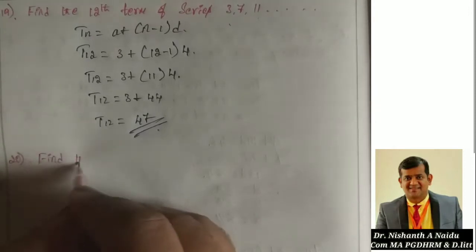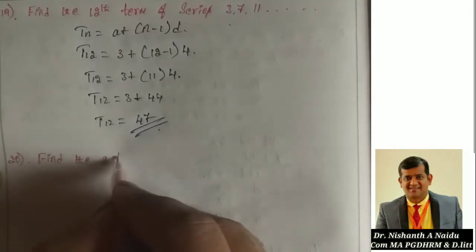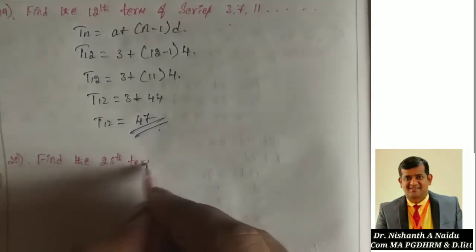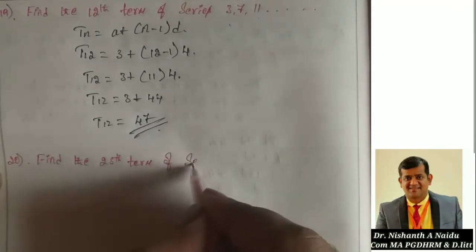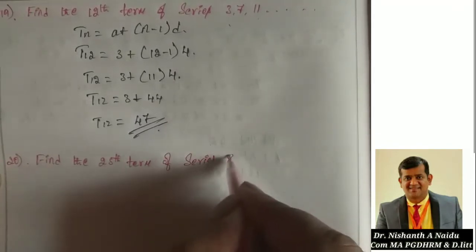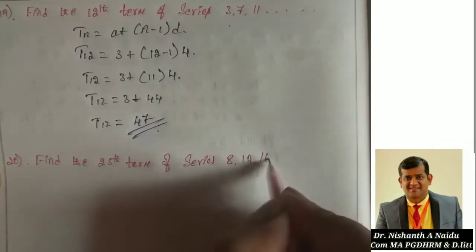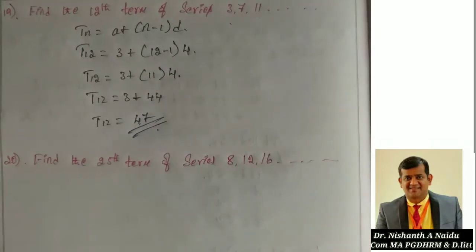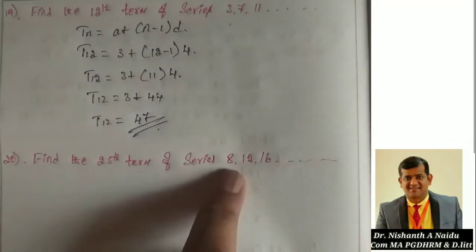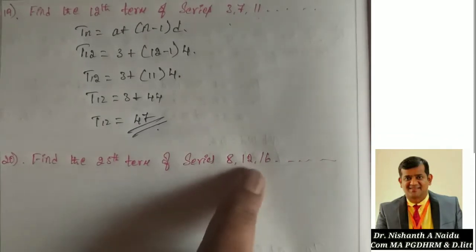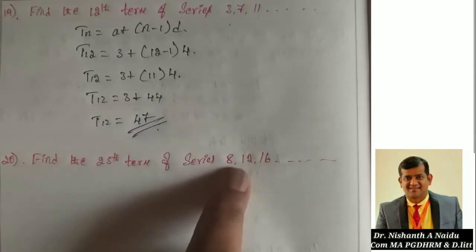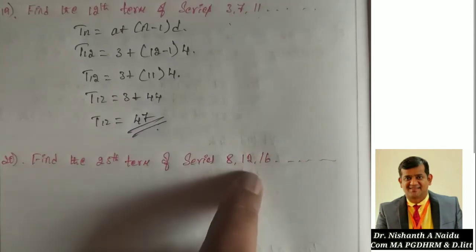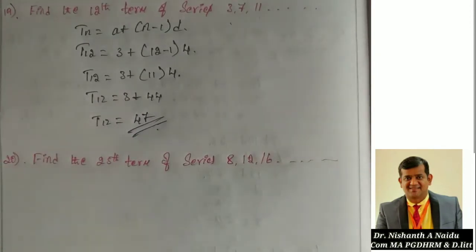Find the 25th term of the series 8, 12, 16, and so on. So here the first term, that is A, is 8. Then 12 minus 8 is 4, 16 minus 12 is 4. So D, the common difference, is 4 in this particular problem.